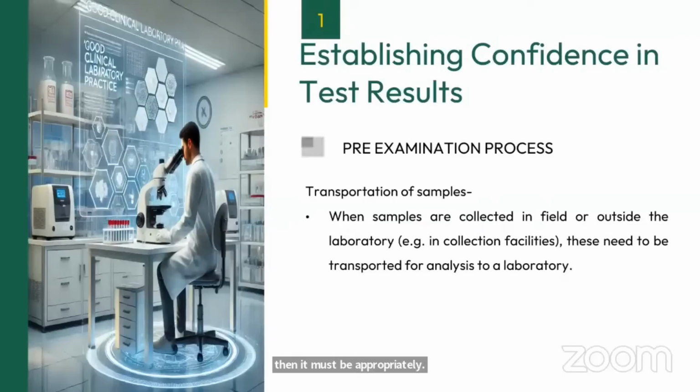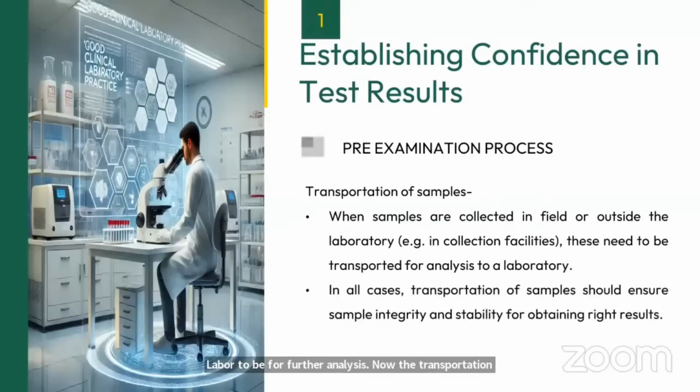Now the transportation conditions may vary for different specimens. In all cases, the transportation of the sample should ensure sample integrity and stability for obtaining the right result. If required, specific precautions should be used, appropriate temperature conditions should be maintained, and appropriate packaging should be maintained. Some specimens need to be transported at room temperature. Some specimens need to be transported at 2 to 8 degrees Celsius. Some need to be transported as a frozen specimen. Some specimens require specific transport media for transportation.